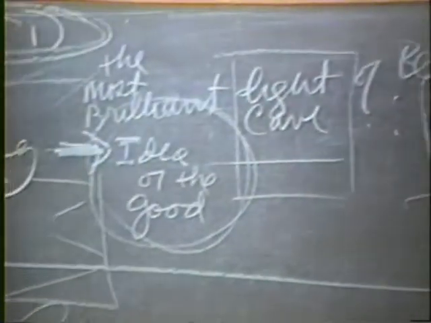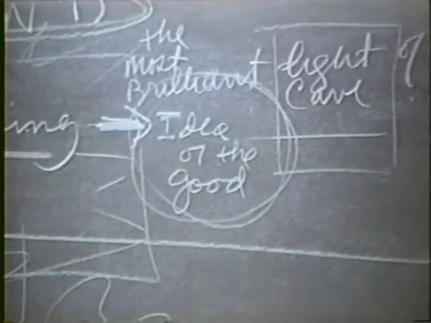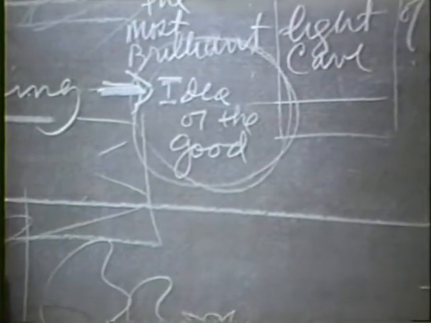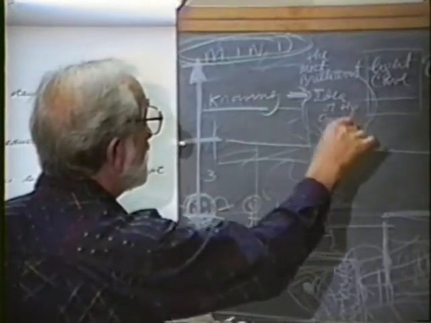Now, being is the nature of ultimate reality, capital B, always a capital B. So, what's this top thing he's saying? That's knowing. Knowing what? The idea of the good. What is it? The most brilliant light of being.